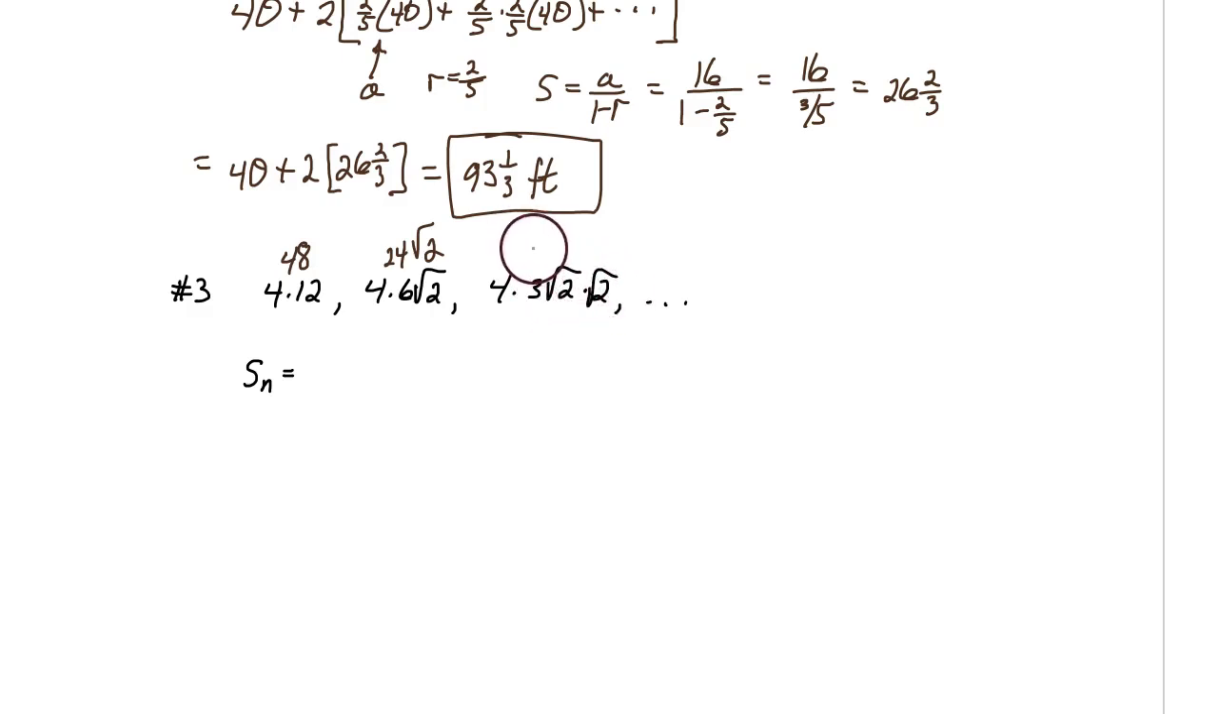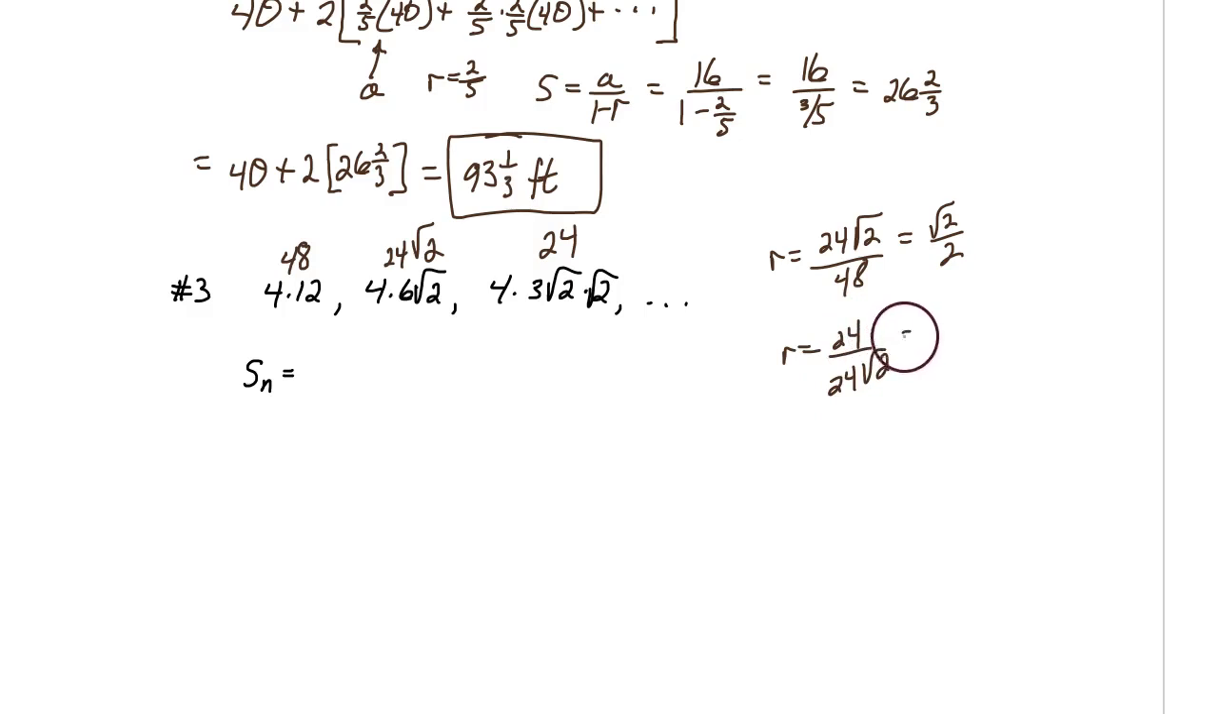And with geometry, we can find the side of that smaller square is 3 square root of 2 times square root of 2. Now we can find the value of r by finding the ratio between two terms. If we take the second term and divide it by the first term, we see that that ratio is the square root of 2 over 2. If we take the third term and divide by the second term, the 24 is reduced and we're left with 1 over the square root of 2, which rationalizes to square root of 2 over 2. So that confirms that this is geometric and this is the value of r.